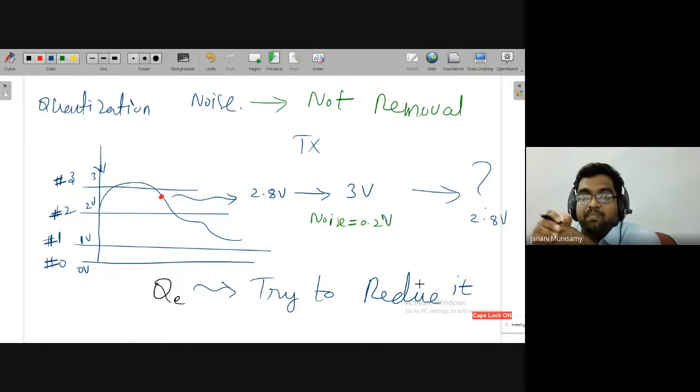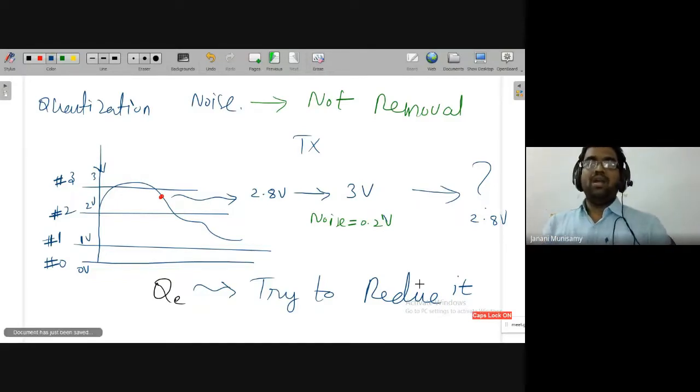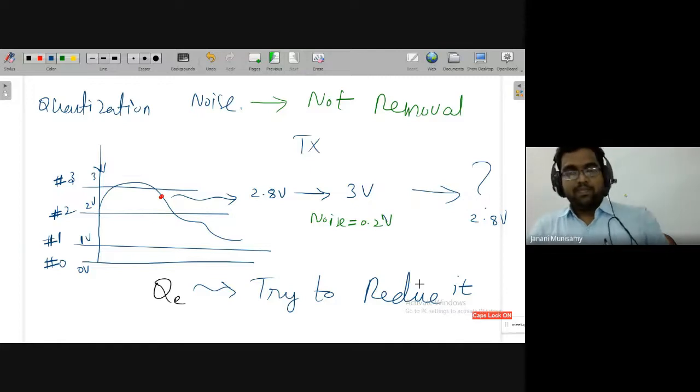So that is the main point you have to note down. In the exam, they will ask whether we can remove the quantization noise or not. So we cannot remove it. Once it is introduced, it is irrecoverable. You cannot recover it back.